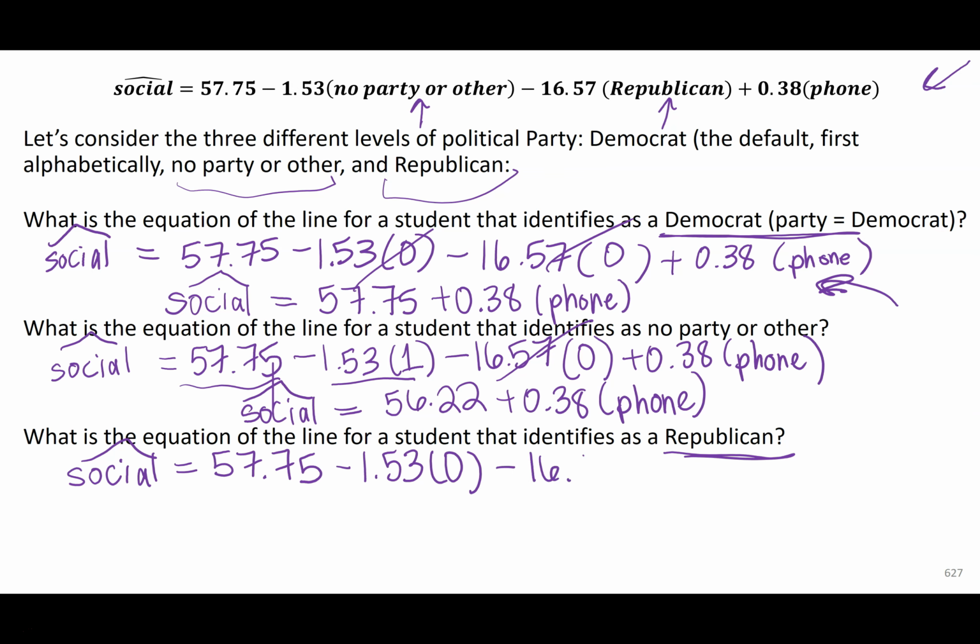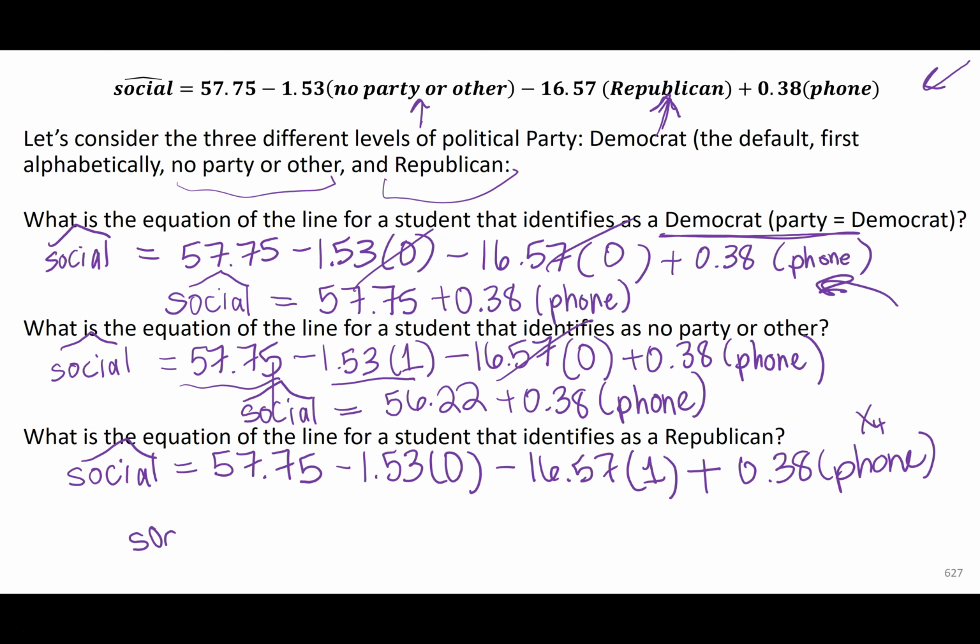Minus 16.57 times Republican. They are Republican, so we will plug in 1. Plus 0.38 times phone. You could also think of this as X4. As long as, if you use X4, you do need to have it labeled somewhere that it is equal to minutes spent on phone.